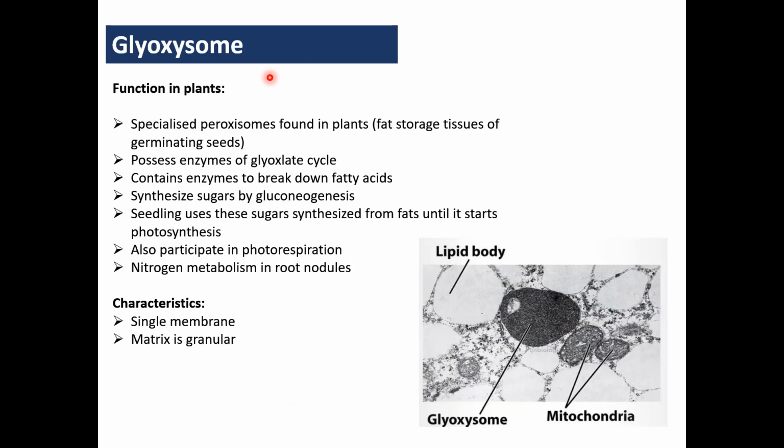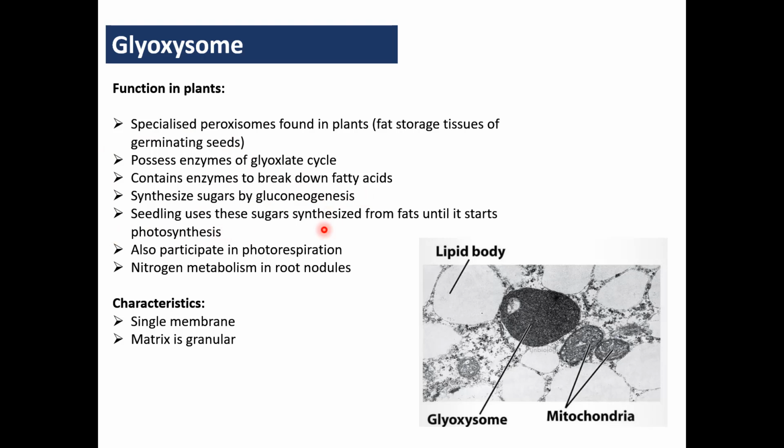Next, we move on to glyoxysome. Glyoxysome is a special peroxisome present in the plant cell, and it is a fat storage tissue of the germinating seeds. It possesses enzymes of the glyoxylate cycle. It contains enzymes to break down the fatty acid, and it synthesizes sugars by gluconeogenesis.